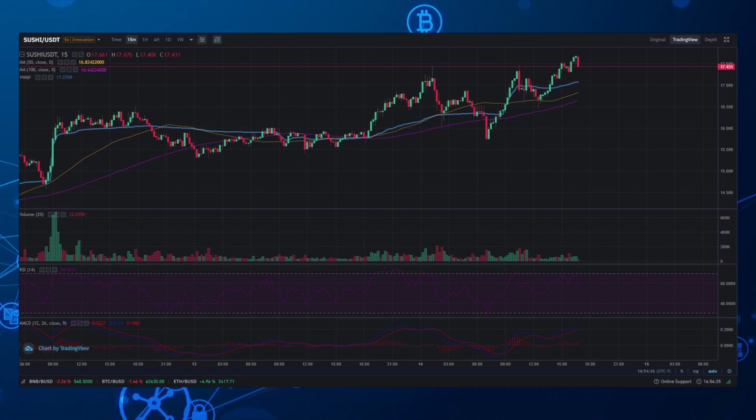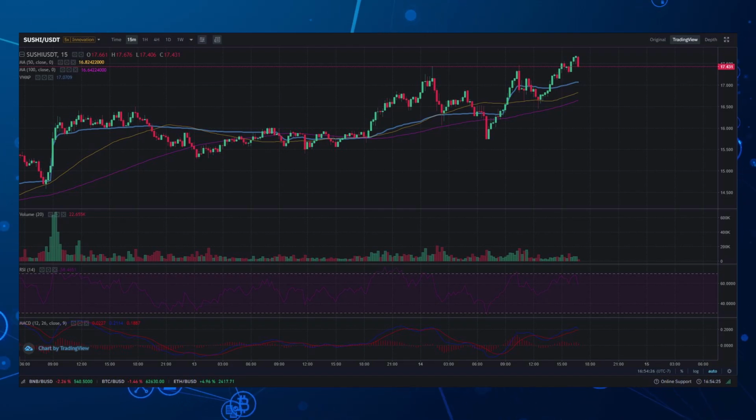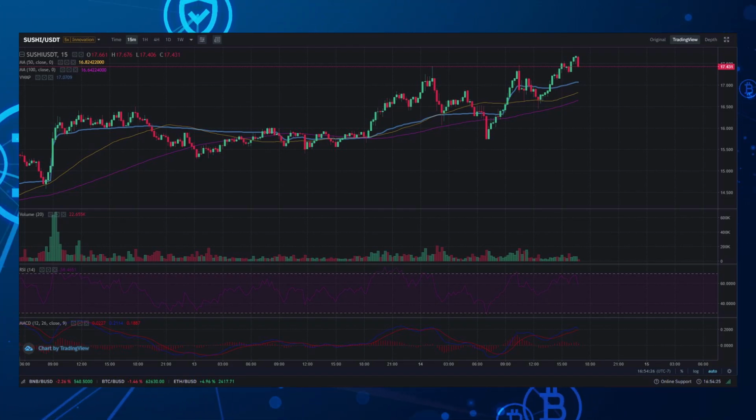Either way, I cannot stress this enough. Make sure you set a target, and if you don't hit your target, get out and take your profit. The key to being a profitable trader is to survive to trade another day.